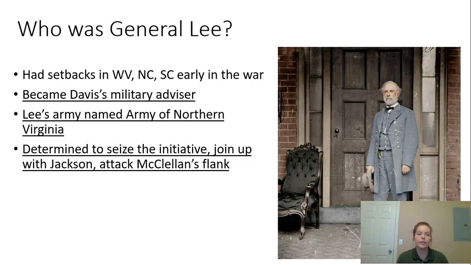So looking into General Lee, Lee had some setbacks early on in the war. However, he does become Davis's military advisor because he's the best soldier and the best general that the Confederacy has to offer. And so Lee's army is going to be the Army of Northern Virginia. So we've got Army of Northern Virginia, main Confederate Army, Army of Potomac, main Union Army. And so with his army, Lee is determined to join up with Jackson to take the initiative and to attack McClellan's flank.